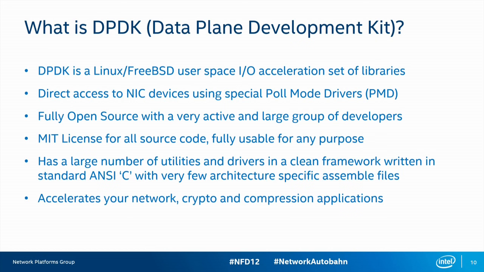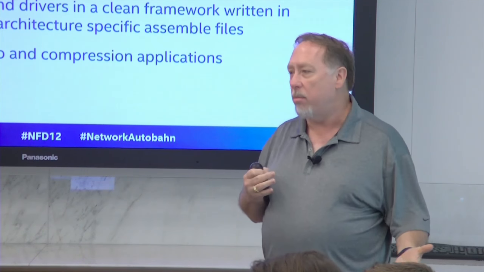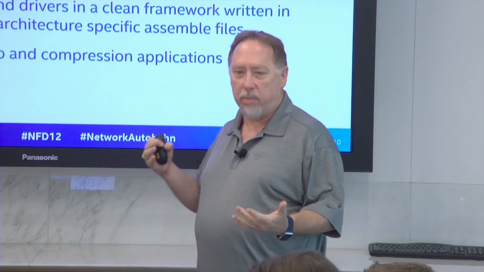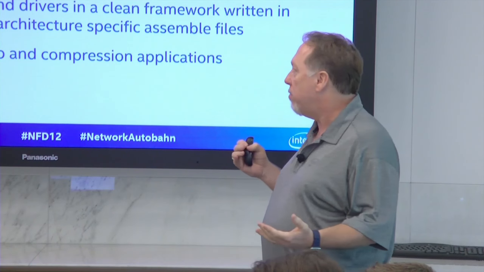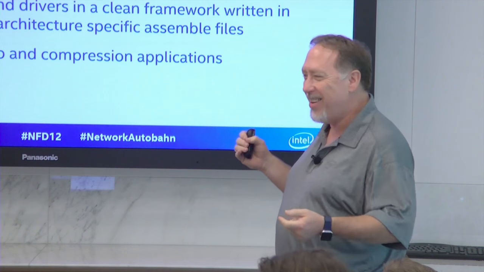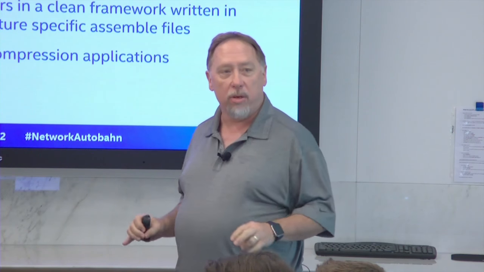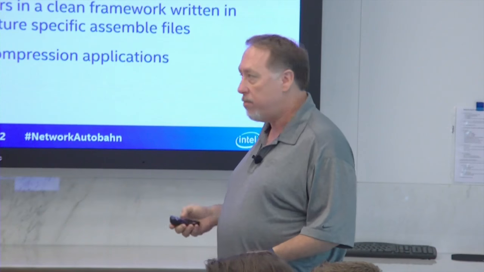It's all written in standard ANSI C, except for a few places where we use some assembler instructions, only to gain the best performance. We typically always have a backup for that assembly version, a C implementation of it. Not always, but in most cases, that's the way it's done. So what we're trying to do is accelerate the network and get you the best performance in crypto and network performance.